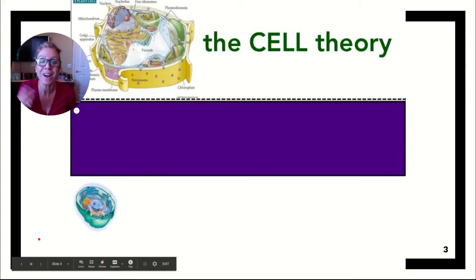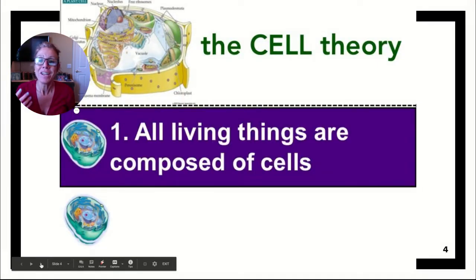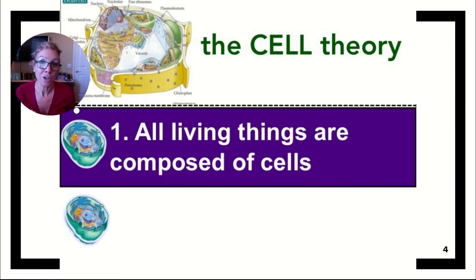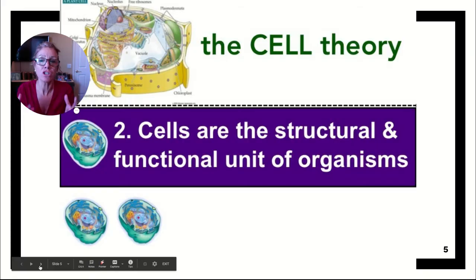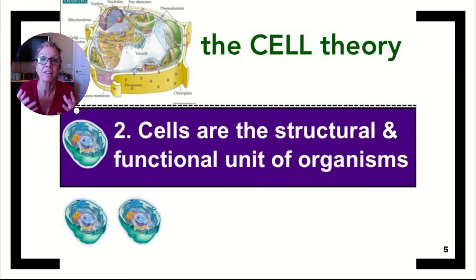Now, regardless if they're big or small, we need to go over the cell theory. Remember, this is a theory, right? So, number one, all living things are composed of cells. If it's alive, it's made out of a cell. It might be one cell, it might be trillions of cells, but it is made out of cells, and that is the structural and functional unit. That's how that living organism works.